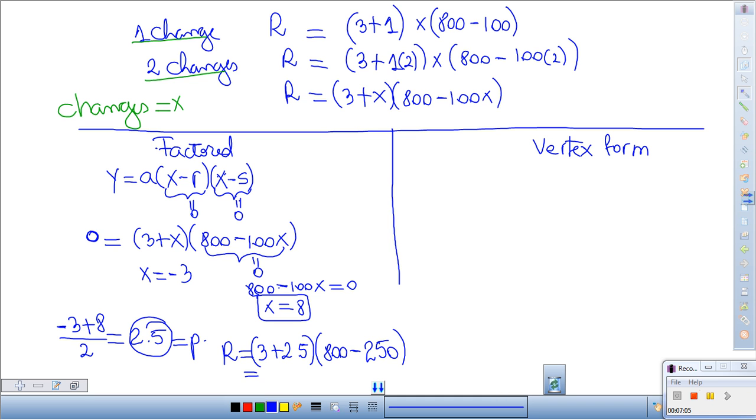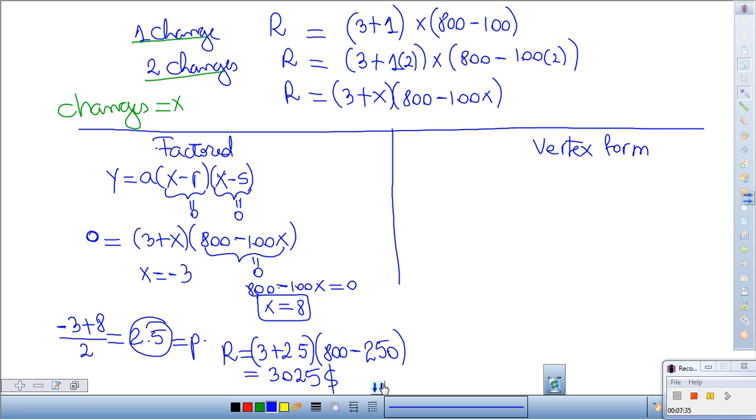5.5 times 550. The total revenue is $3,025. So, in order to achieve a revenue of $3,025, I have to make 2.5 changes to the price.